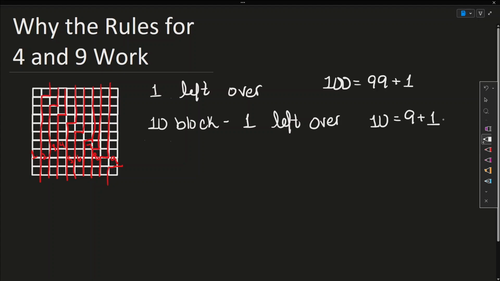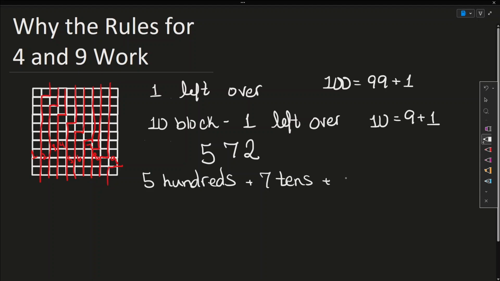This is very important. A 100 leaves a remainder of 1 when divided by 9. A 10 also leaves a remainder of 1 when divided by 9. And of course, a 1 leaves a remainder of 1 when divided by 9. So let's look at a number like 572. This means 5 hundreds plus 7 tens plus 2 ones.